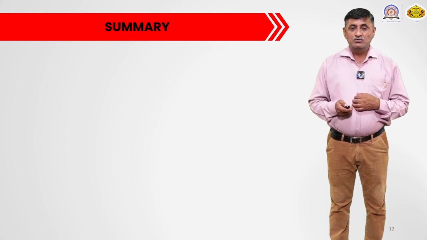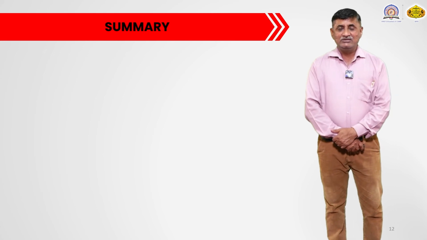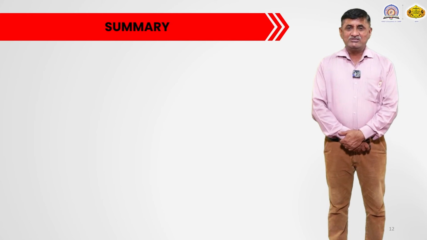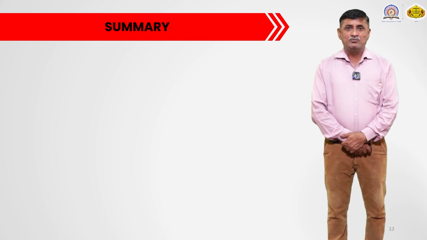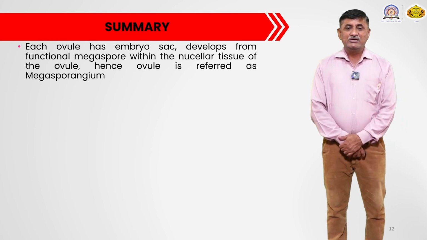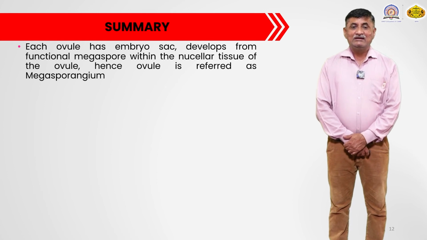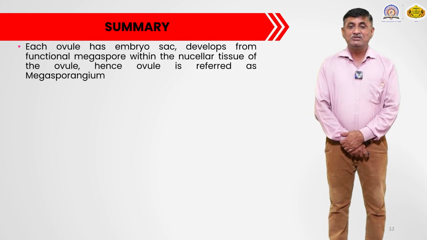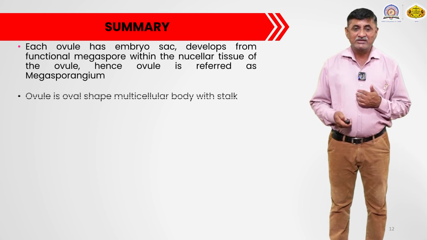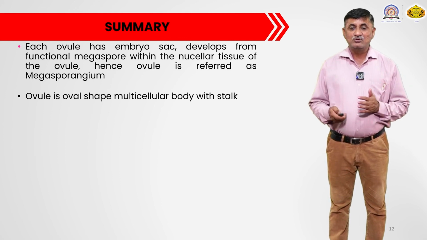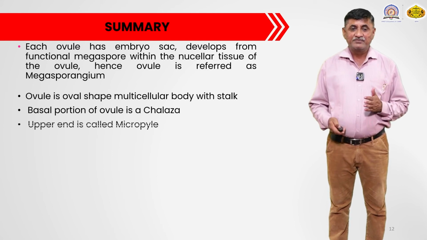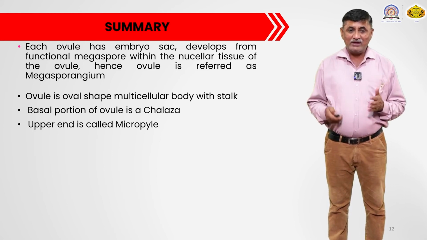Summary. In this video we studied the megasporangium, general structure of ovule and kinds of ovule. So we will just summarize what we learned. Each ovule has an embryo sac that develops from a functional megaspore within the nucellar tissue of the ovule, hence the ovule is referred to as a megasporangium. Ovule is an oval shaped multicellular body with a stalk. Basal portion of the ovule is called the chalaza. Upper end is called the micropyle.